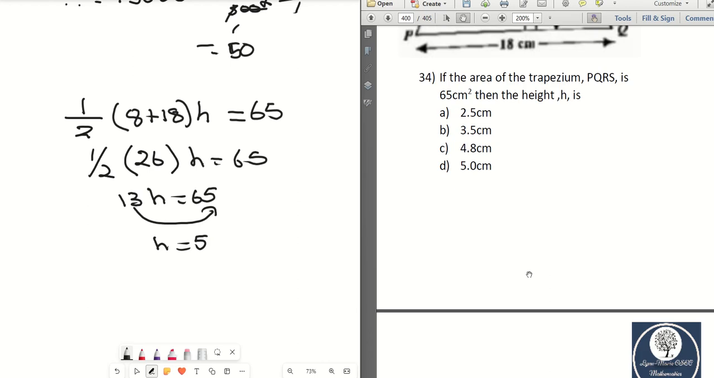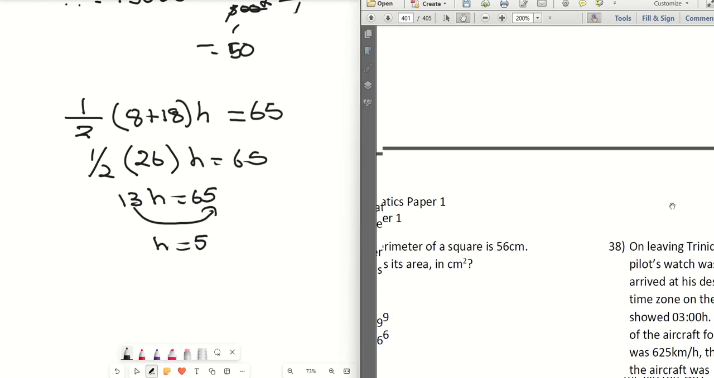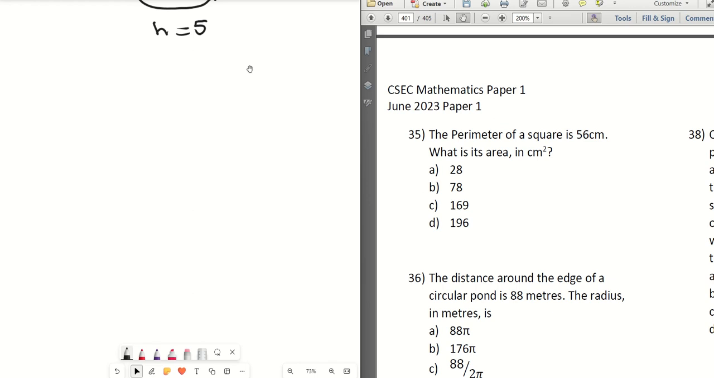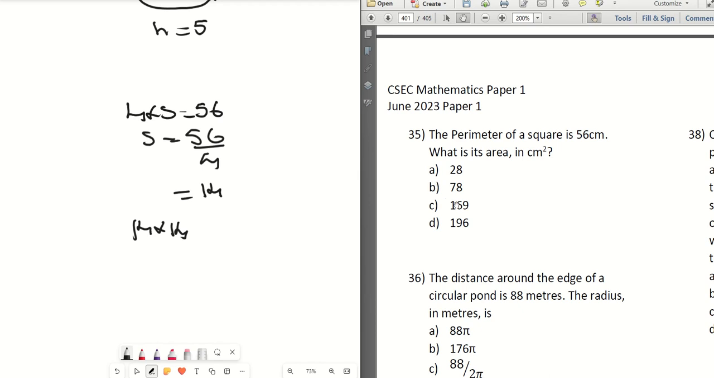Right, let's look at number 35. The perimeter of a square is 56. What is the area? We know perimeter is 4 times side, which is equal to 56. So side is equal to 56 divided by 4. That is equal to 14. And the area is 14 times 14. It's not 28. It's not 78. It's not 169. It's 196. So the answer is D, 196.